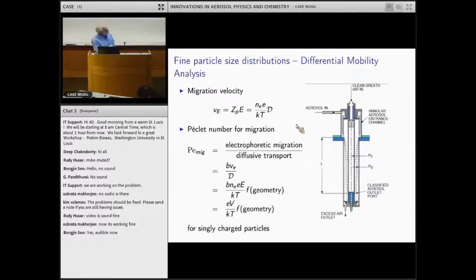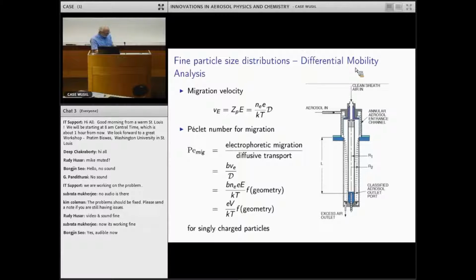A key feature of the DMA is that we're separating particles according to their migration velocity, which scales with the diffusivity. With the DMA at high voltages, we can get very high resolution out of it. We can characterize this in terms of a Peclet number for migration, which is the electrophoretic migration over diffusive transport, which ultimately comes down to eV over kT, the electrostatic potential energy of the particle in the instrument over the thermal energy, times some geometry function, and if we have multiple charging, the number of charges. So this is one of our very powerful tools, but this alone does not give us data.